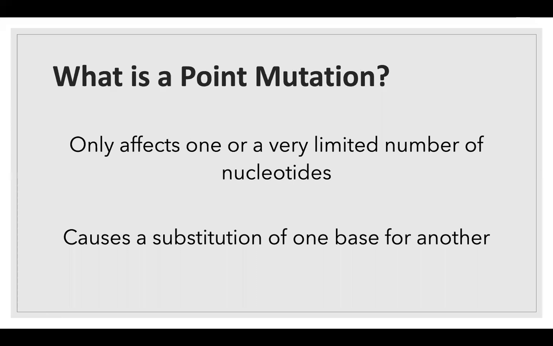One may ask, what exactly is a point mutation? A point mutation is a mutation that only affects one or a very limited number of nucleotides in a genetic sequence. This causes a substitution of one base for another. Point mutations can cause a multitude of effects on the protein that is produced by the DNA.